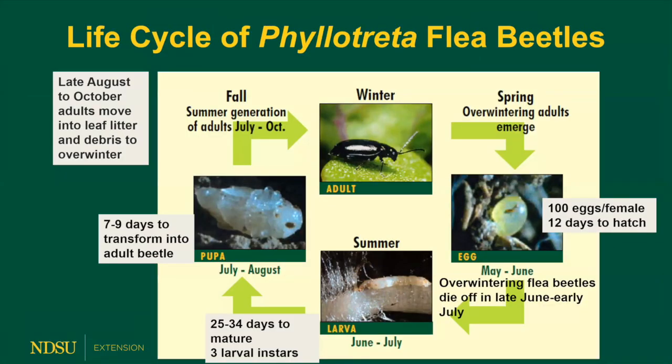Just a quick review on the life cycle of Phyllotreta flea beetles. We'll start with the spring population, that is the adults emerging from their overwintering sites. And they'll start to feed on volunteer canola and weeds that they like to feed on in the crucifer plant family. And then they'll mate, and the females will lay eggs, up to 100 eggs per female. And it takes about 12 days for these eggs to hatch into larvae. And that's usually egg laying is late May, I would say, to June.